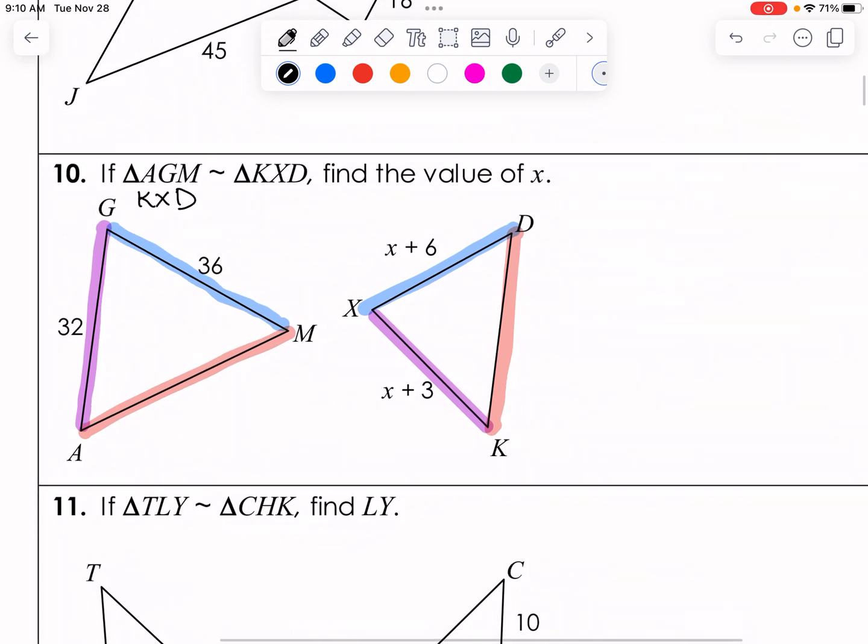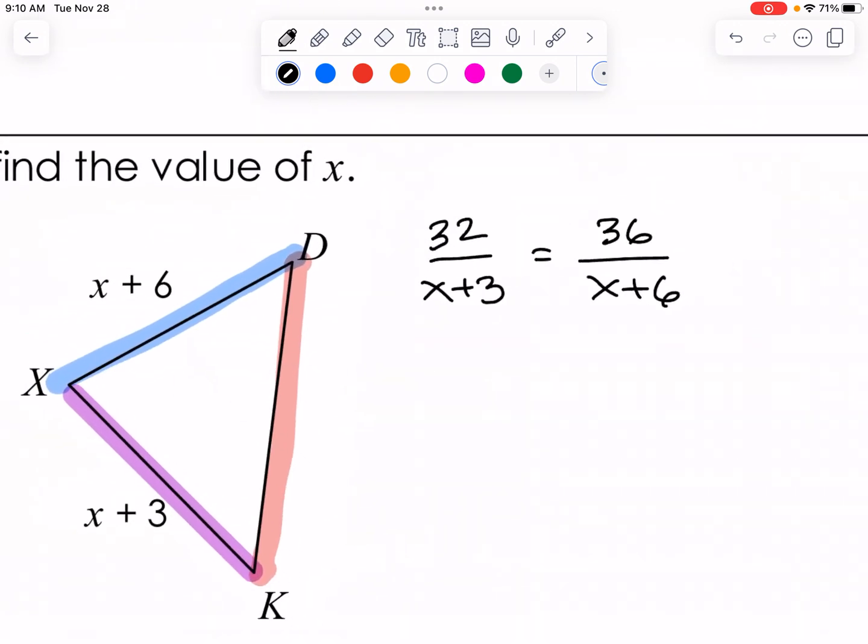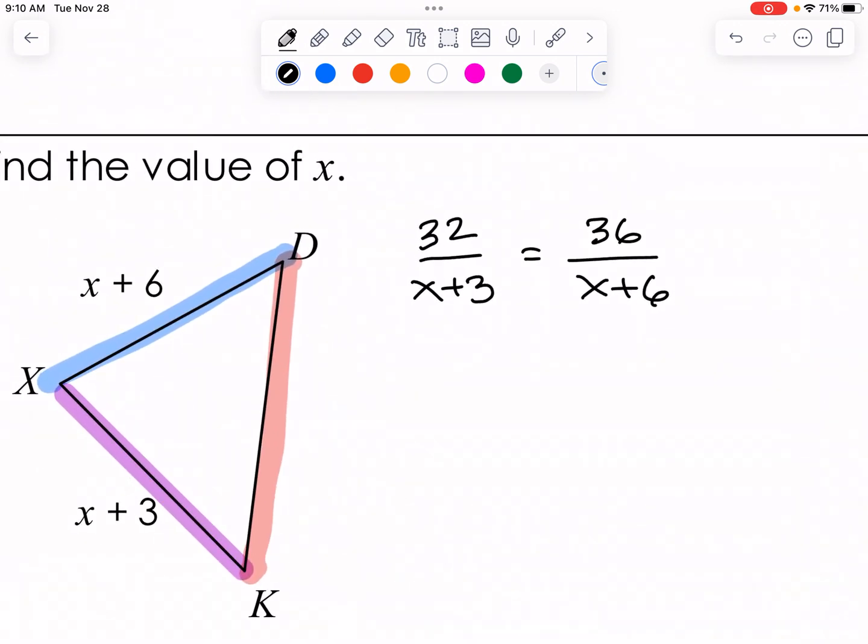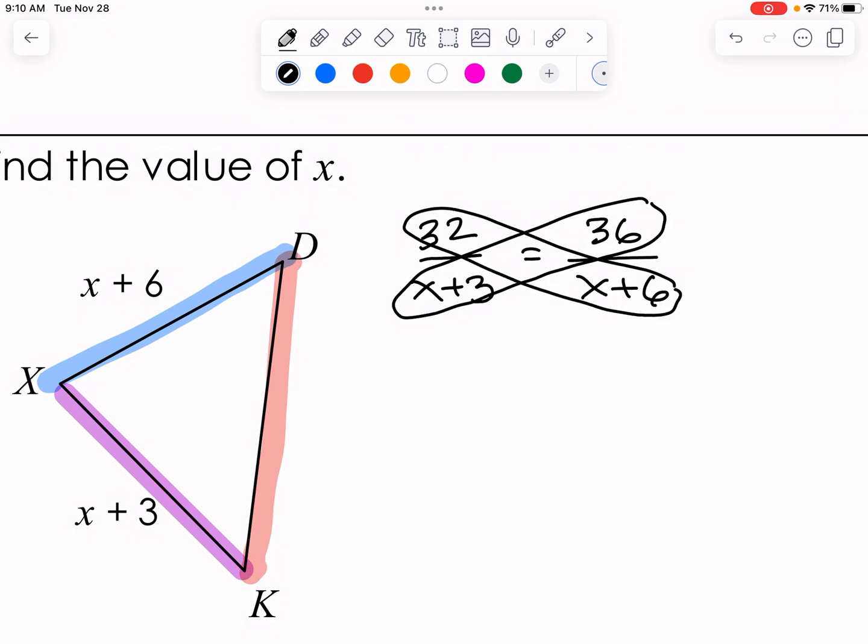But let's go ahead and write it using the purple and blue here. So purple, let's put this as 23 over x plus 3. And then in blue, we'll put 36 over x plus 6. Okay. So with this, we're still going to go through the same process of cross multiplying. But we've got to be careful how we multiply because it's like using the distributive property. We're multiplying it to two terms.